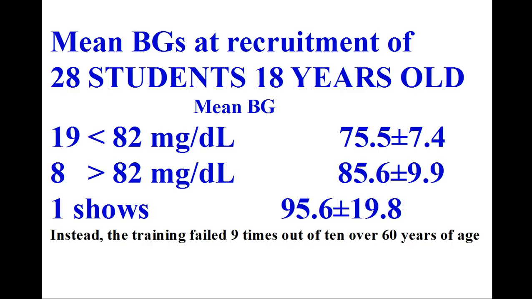In a separate investigation, we found higher Bg levels during preprandial hunger after intense physical exercise. The 8 youngsters with an MBG of 85.6±9.9 mg/dl might have high MBG for intense physical exercise, not checked. Notice that over 60 years old, the training failed 9 times out of 10.